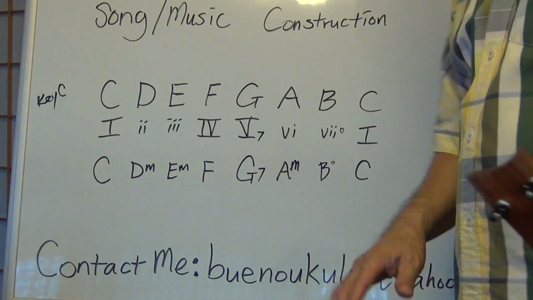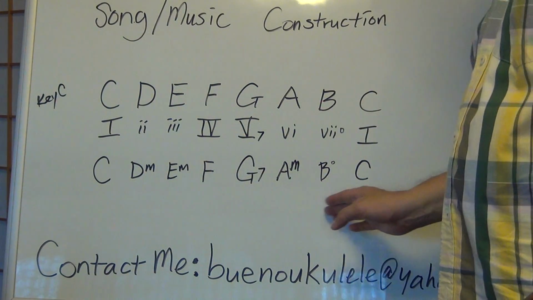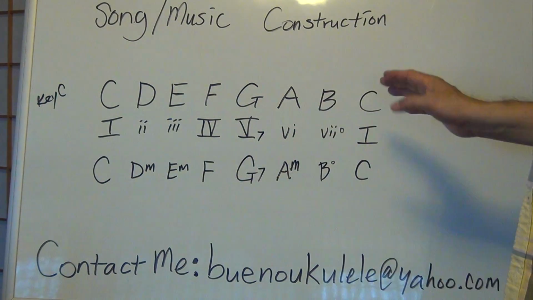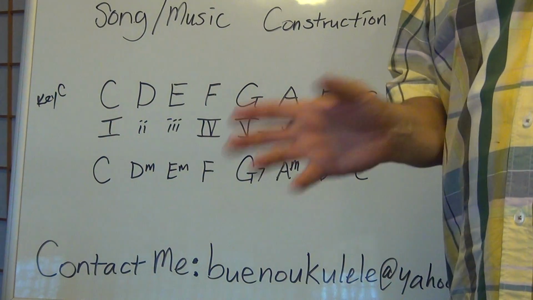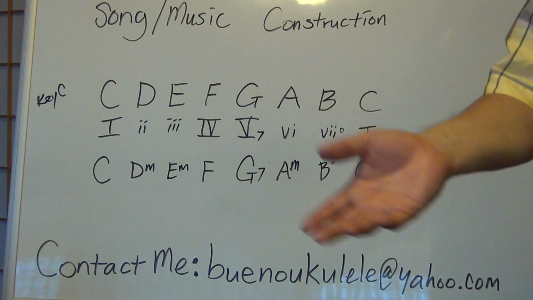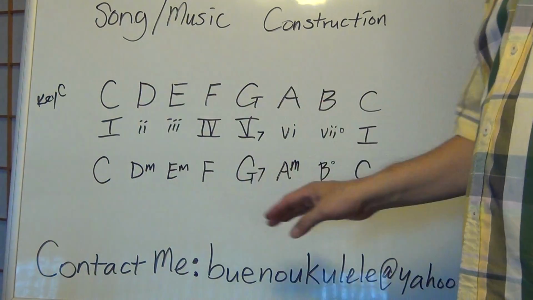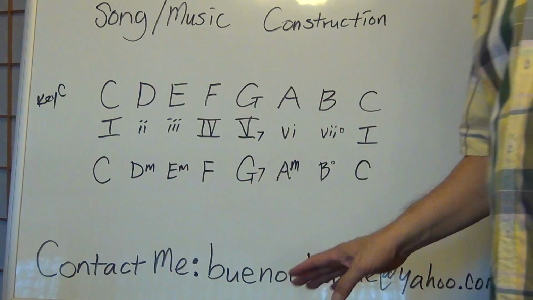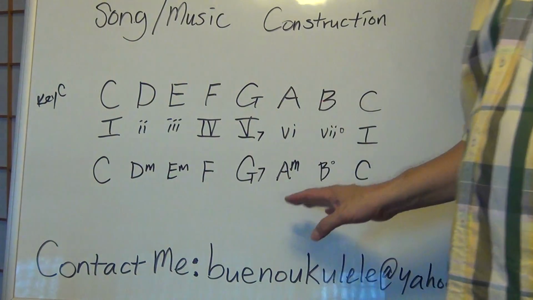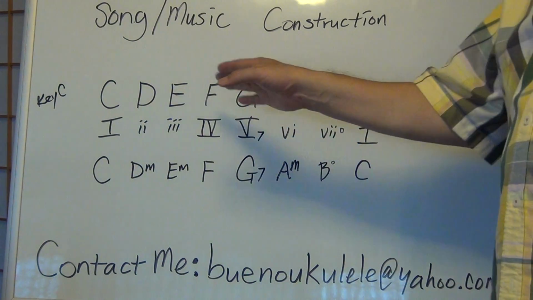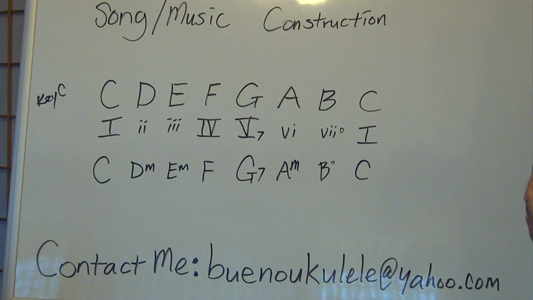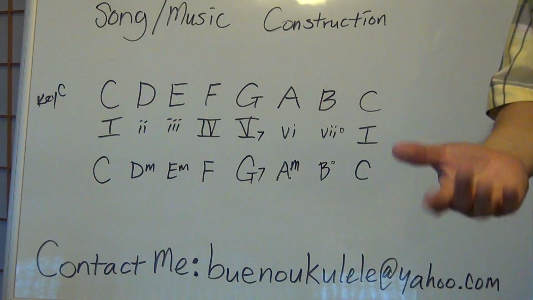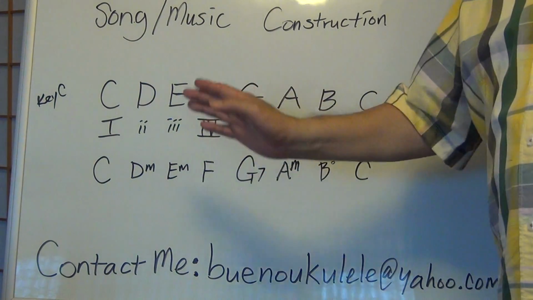Okay, so the point I'm trying to make is this. All these chords fit in the key of C. So if the song that you're trying to figure out, or even write, if you're writing your own music, if the song is in the key of C, all these chords will work. So you can choose from all these chords to try to figure out the song. So this is something that you want to memorize if possible.